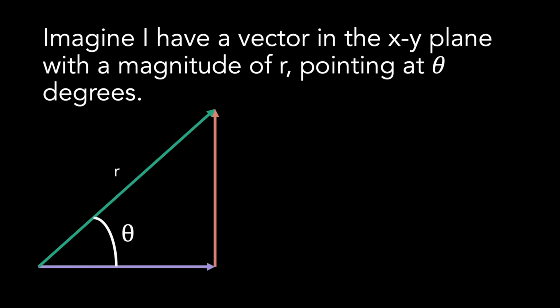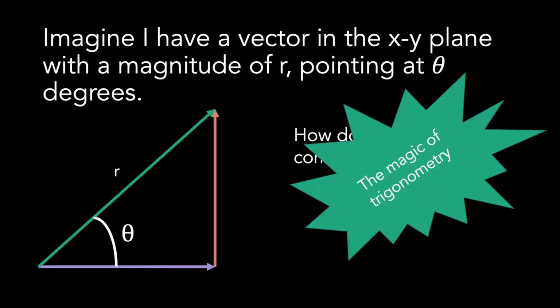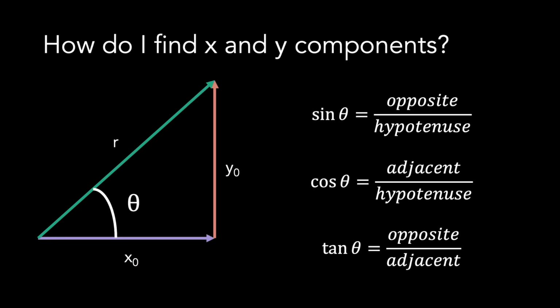So I know my magnitude now, I know my direction, but I don't know how much I have in the x and how much I have in the y. How do I find those components? Well, I return to the magic of trigonometry. So now we're going to use our other two trigonometric functions, sine of theta and cosine of theta, because we know our hypotenuse r, but we don't know our opposite y naught or our adjacent x naught.